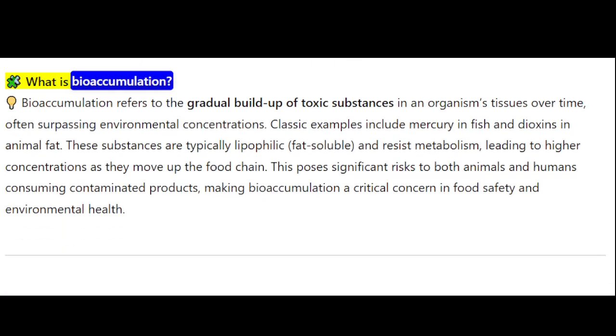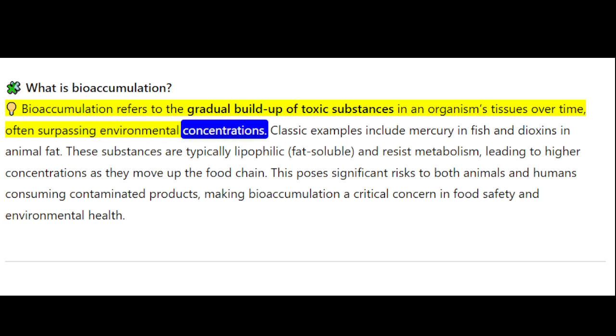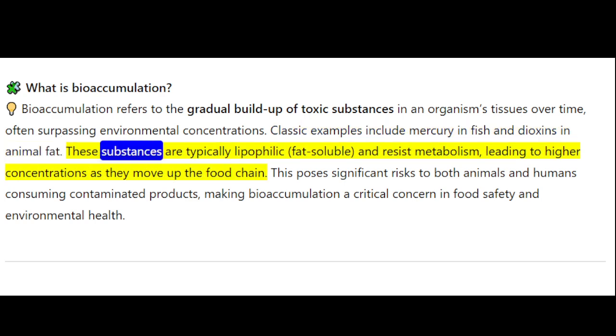What is bioaccumulation? Bioaccumulation refers to the gradual build-up of toxic substances in an organism's tissues over time, often surpassing environmental concentrations. Classic examples include mercury in fish and dioxins in animal fat. These substances are typically lipophilic, fat-soluble, and resist metabolism, leading to higher concentrations as they move up the food chain.